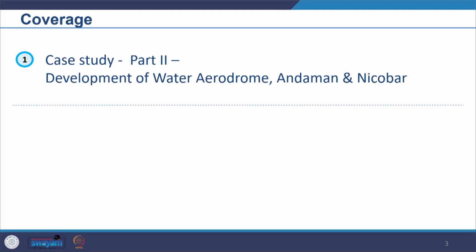Welcome to the course Environmental Impact Assessments, and today is the last lecture of this particular course, and we're going to take part 2 of the case study which we are already doing. We are looking at water aerodrome of Andaman and Nicobar.